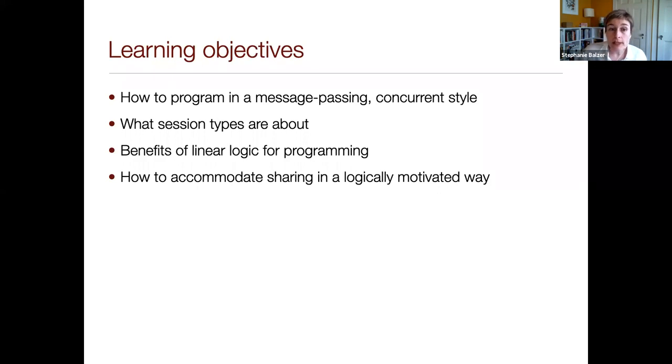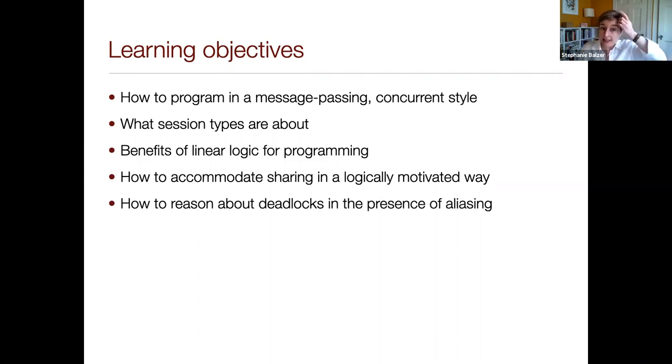Then we'll also explore how we can accommodate sharing in a logically motivated way. So again, we take inspiration from the Curry-Howard correspondence and from logic and develop a type system that gives us a way to control aliases in our system. And then lastly, we'll learn how we can reason about deadlock in the presence of aliasing and how we can extend the type system in order to rule out deadlock by type checking.